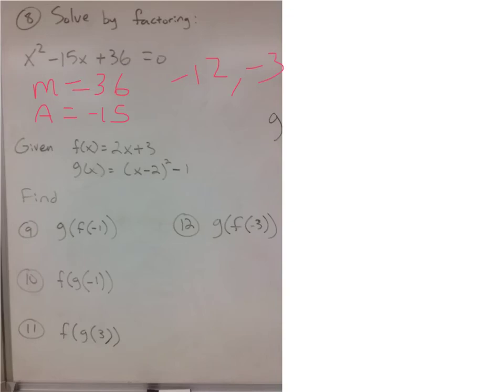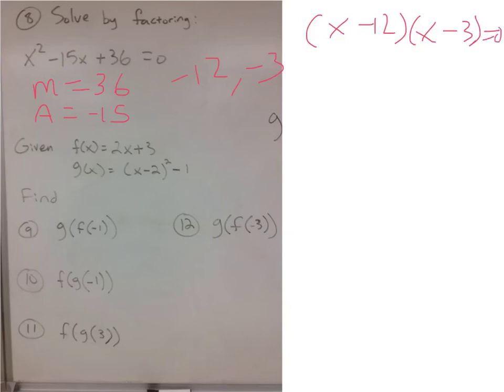Again, I'm going to double check this. Negative 12 times negative 3 is positive 36. Added together, you get negative 15. Those are correct. So now I write that as x minus 12 and x minus 3 equals 0.